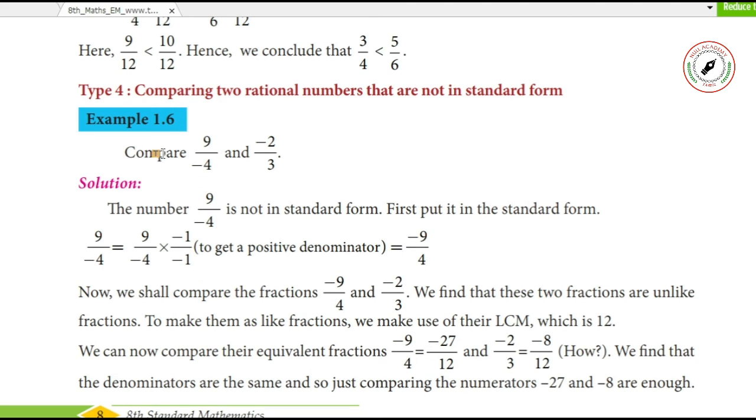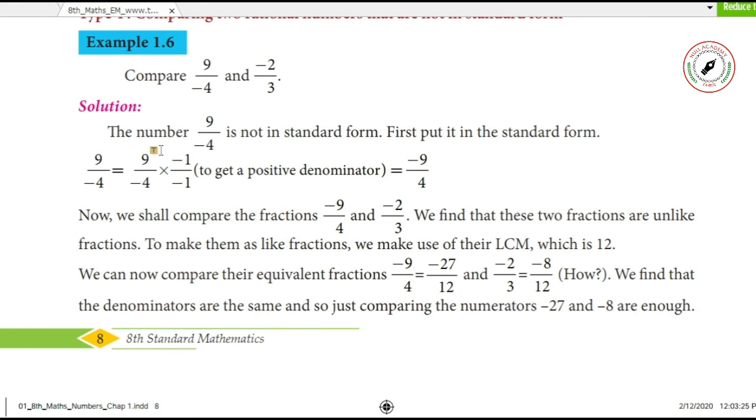Wherever minus is available, you put it on the numerator. That's all. Even if it is in the denominator, you put it on the numerator. Another way is to multiply by minus 1. You see, 9 by minus 4, which is a little bit difficult, equals 9 by minus 4 into minus 1 divided by minus 1. You will automatically get the numerator minus 9. That is what I said: you just transfer this minus to the numerator.